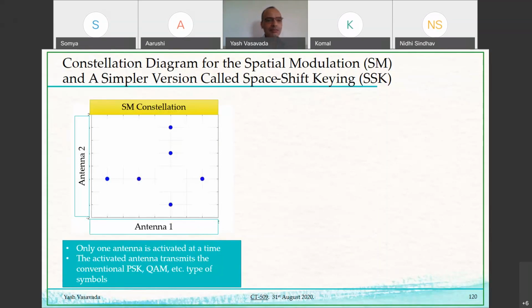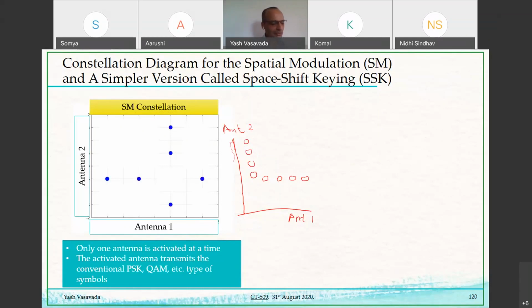We saw that spatial modulation can be thought of as having two perpendicular dimensions. Let me try something new here. This is the first time that I'm doing it. Let's see if it works out or not. Okay, so this is my one dimension, and this is my other dimension. On one dimension, I'm going to activate some 4 symbols like this. Let's say these are QPSK symbols. This is antenna 1, and over here is antenna 2.